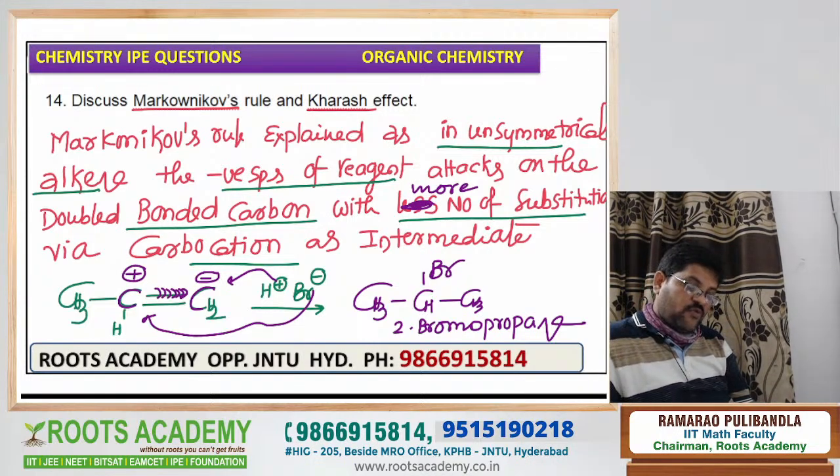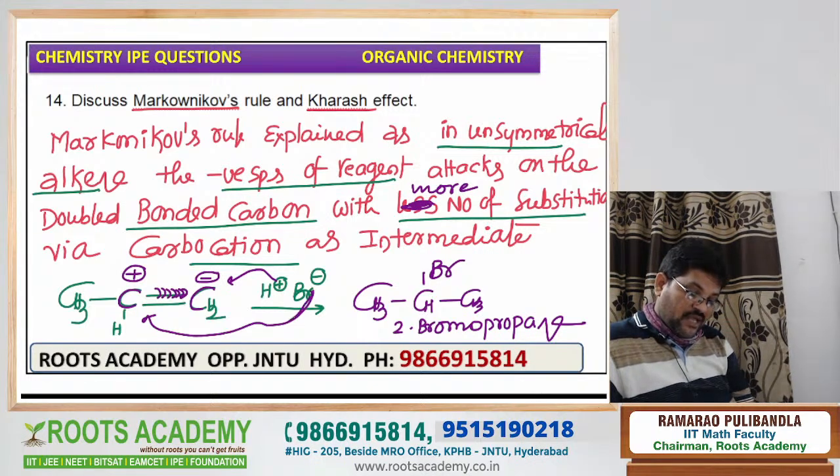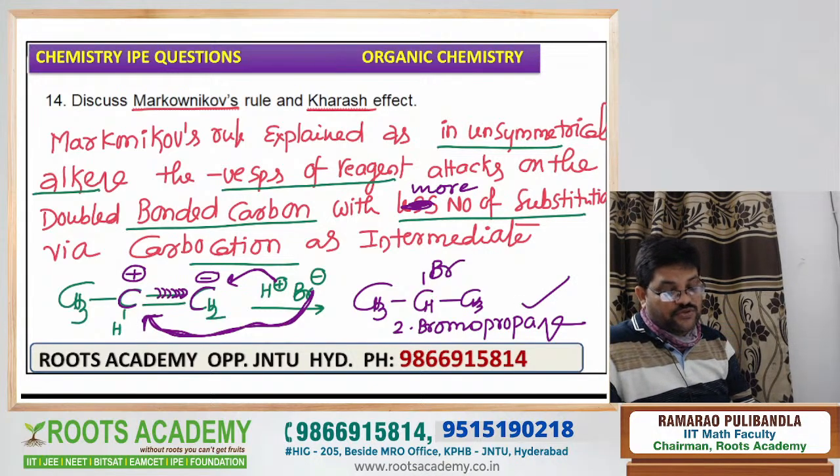See, repeat the point once again. The negative species of the reagent attacks on the doubly bonded carbon with more number of substitutions. The negative species, that is Br minus, attacks the doubly bonded carbon having what? The carbon having more number of substitutions. Br minus attacks on C plus, and H plus attacks on CH2 minus, and you get what? 2-bromopropane. Any doubt?